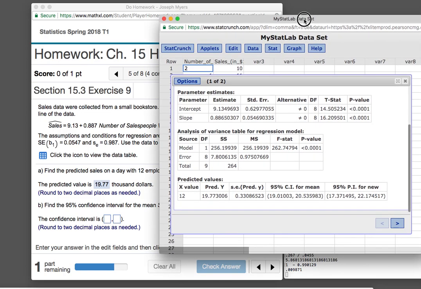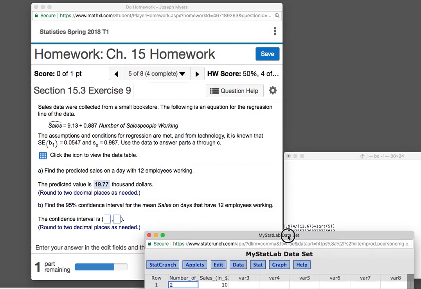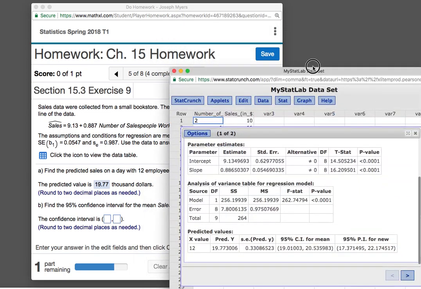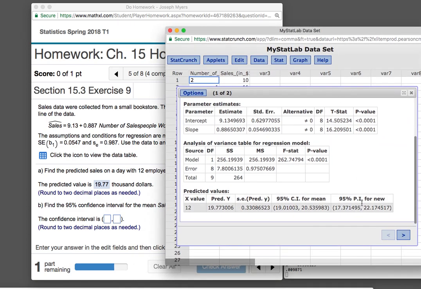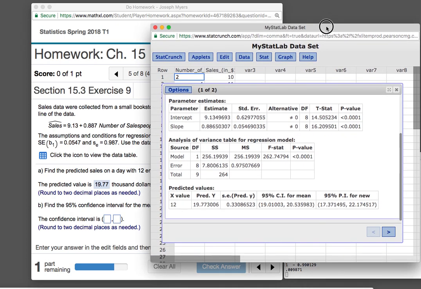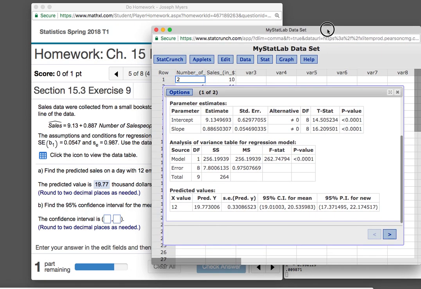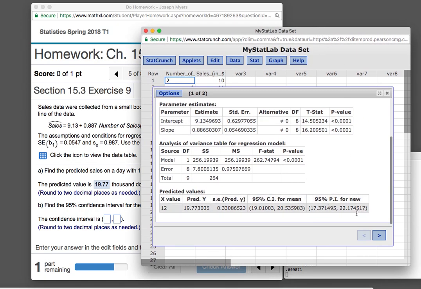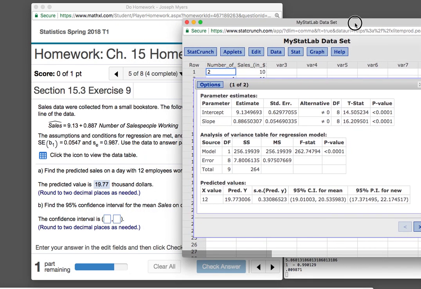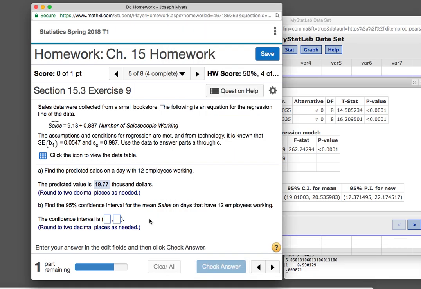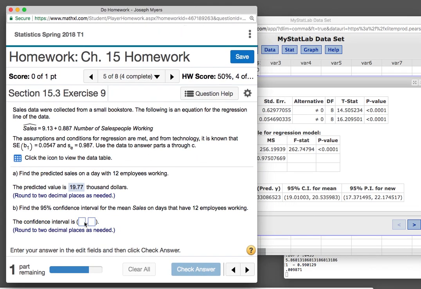what about if it was just one day? Instead of the average sales, the mean sales for the days, what's the confidence interval for the sales on just one day? Well, sales change based on what day it is. So it's going to have a lot bigger of a range. So 17 through 22.